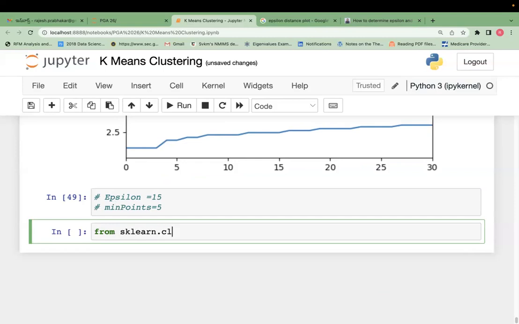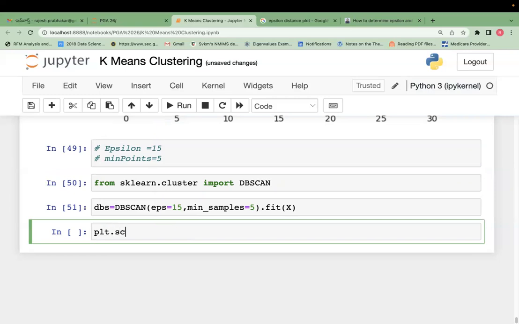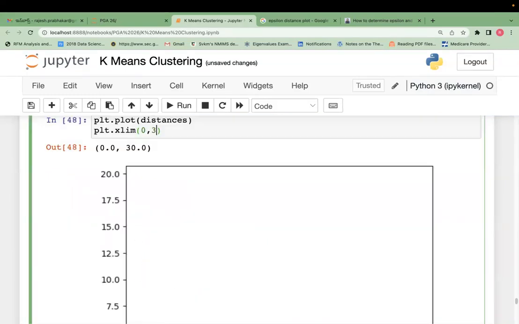From sklearn.cluster import DBSCAN. dbs is equal to DBSCAN, eps is equal to 15, min_samples is equal to 5, dot fit, then plt.scatter. Oh, we have two blues going out of shade here.